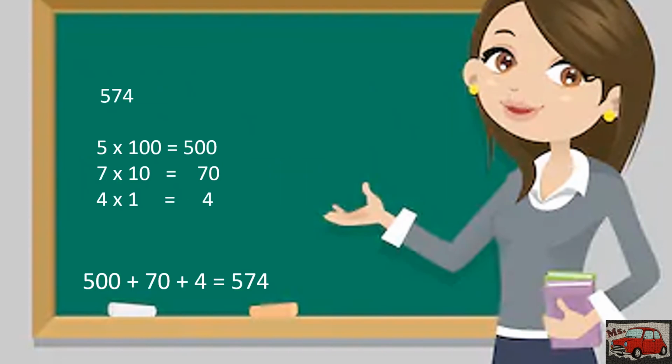Okay, I have here a whole number 574. Now let's try to get the value of each number. Since 5 is in the hundreds place, it means meron tayong 5 pirasong tig-100. So the value of 5 is 500. Si 7, nasa tens place siya, ibig sabihin meron tayong 7 na tig-10, so the value of 7 is 70. Si 4, nasa ones, so meron tayong 4 na tig-1, so the value of 4 is 4. Now, if we will combine these numbers, so we have 574.